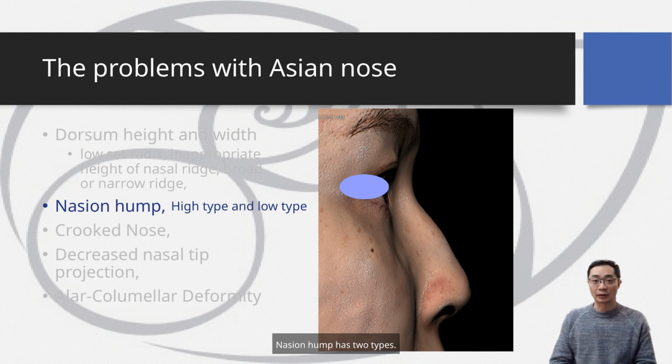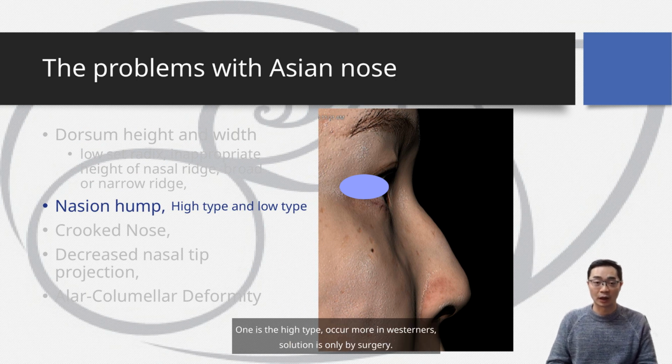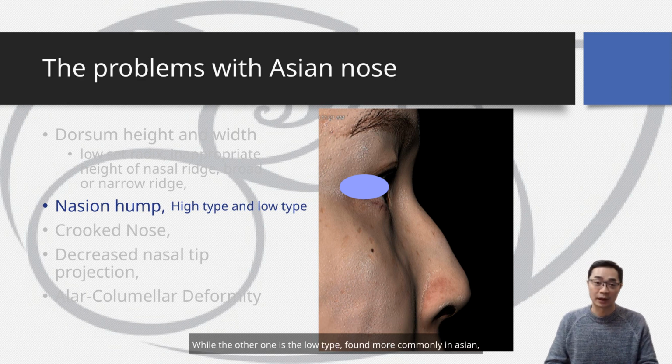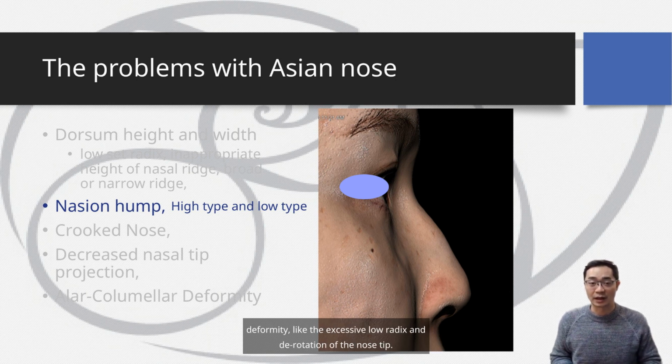Nasion hump has 2 types. One is the high type, occurring more in Westerners. The solution is only by surgery, while the other one is the low type, found more commonly in Asians. This can be dealt with by thread treatment that camouflages the deformity, like the excessively low radix and derotation of the nose tip.